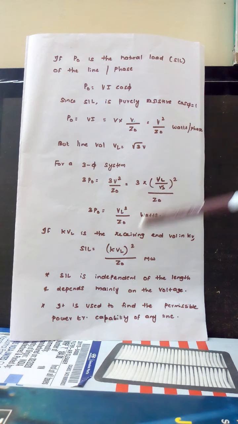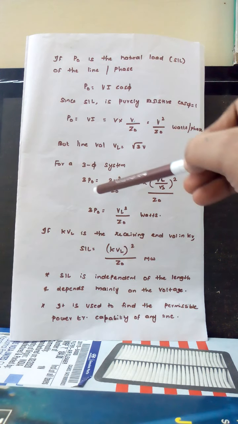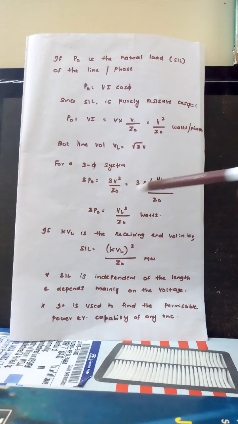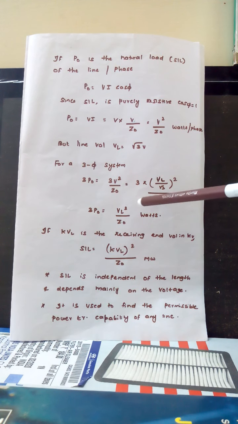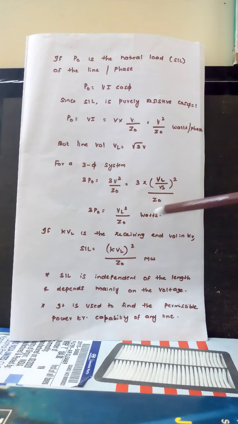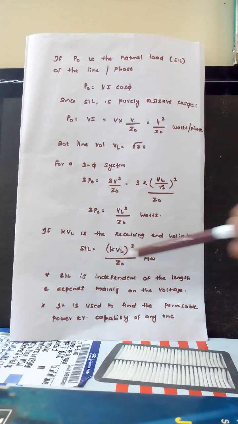If we are considering a 3-phase system, the power will be multiplied by 3. So 3 into P naught will be equal to 3 into V squared by Z naught. Here V we write in terms of phase voltage, so VL by root 3, the whole square, divided by Z naught. Root 3 the whole square becomes 3, so it gets cancelled. We get VL square divided by Z naught, which is in watts. Here the receiving end voltage will be in kV, so it is kilovolt the whole square divided by Z naught.